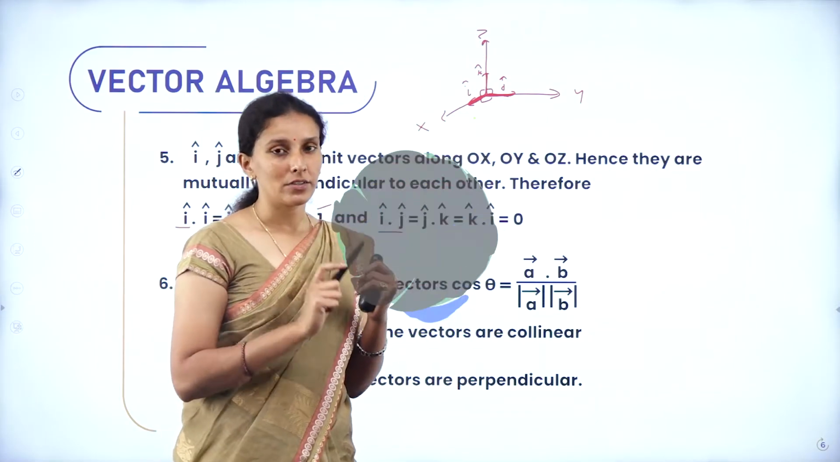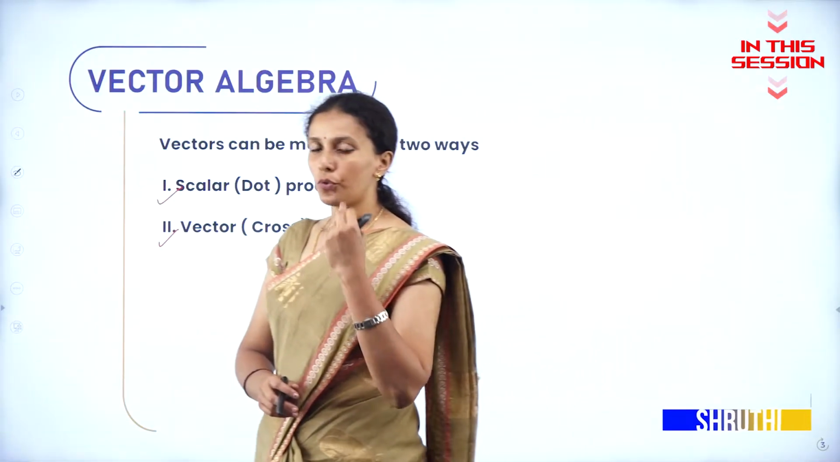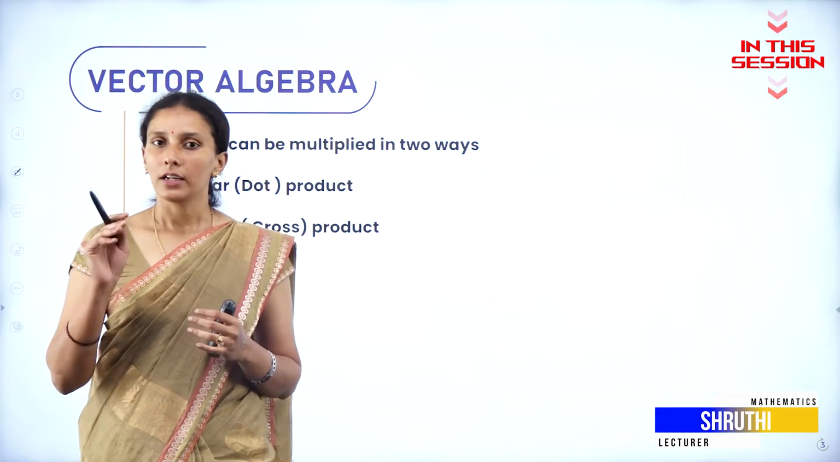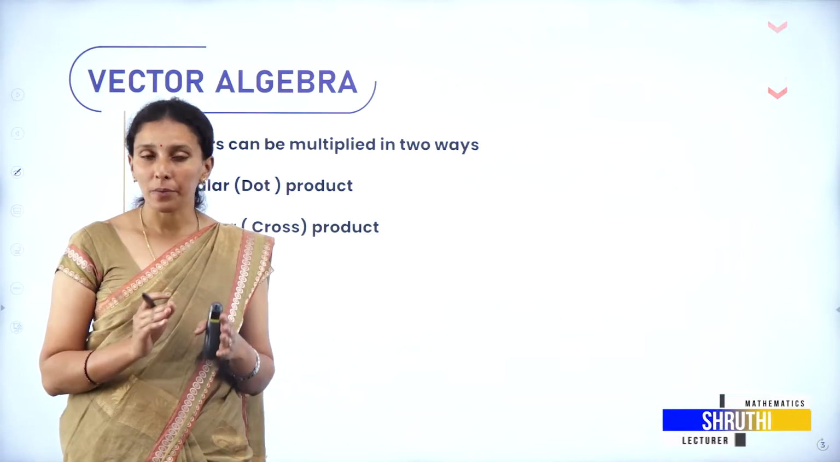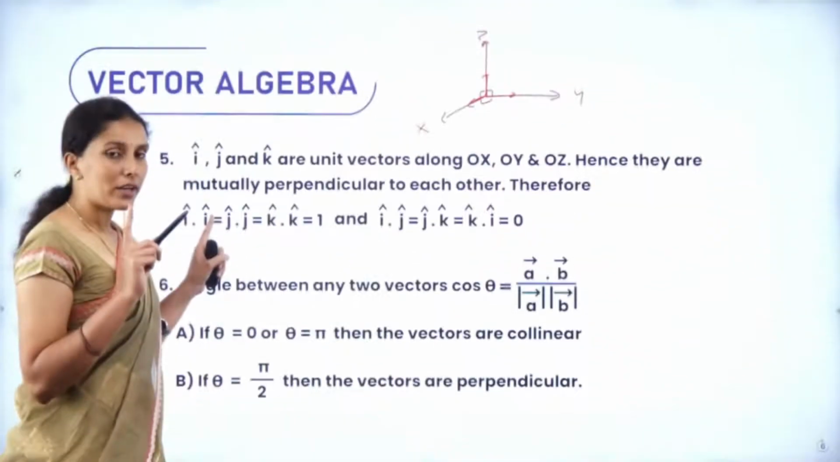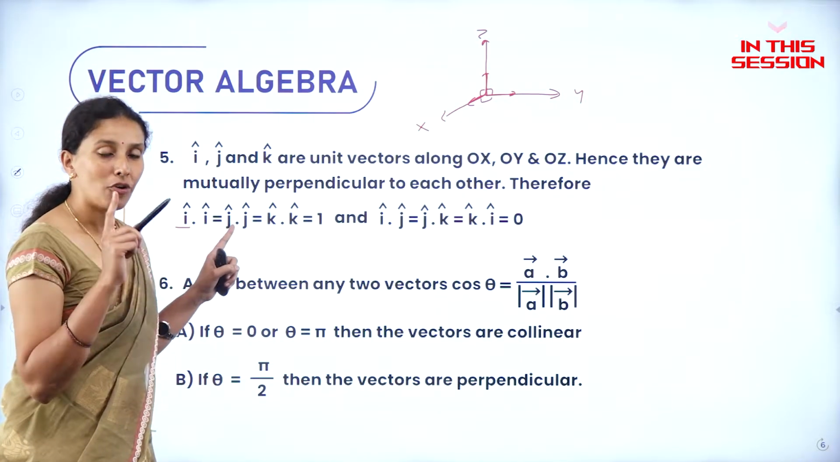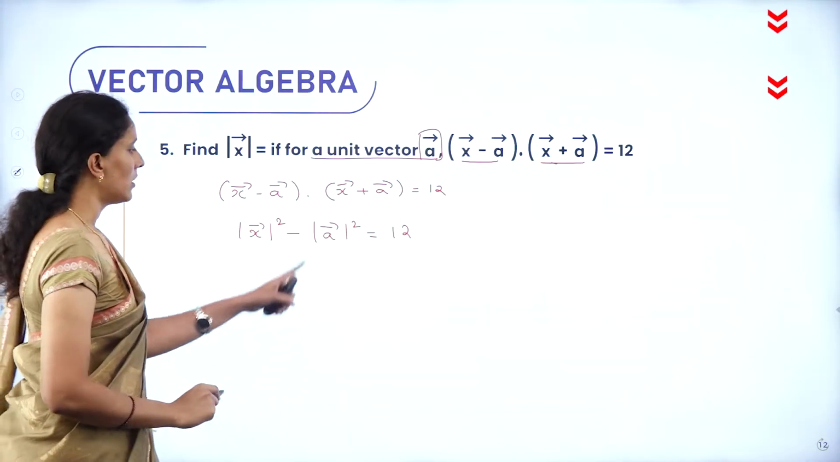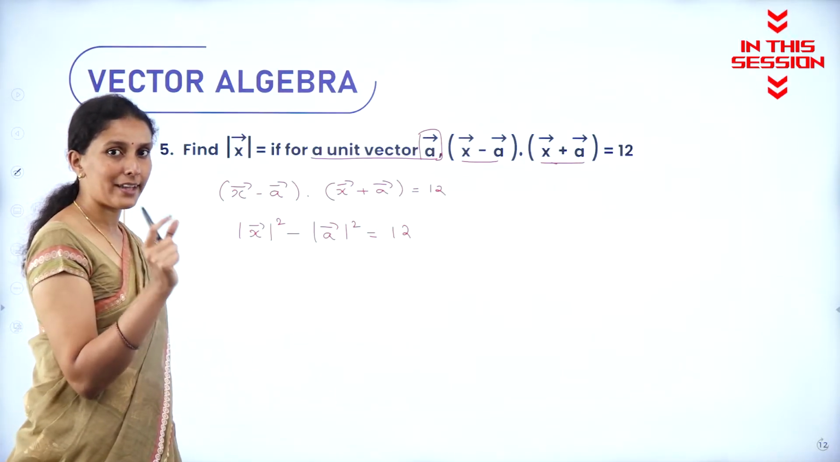If two vectors are perpendicular, their dot product is always 0. Vectors can be multiplied in two ways. One is the scalar product, also called the dot product, and the other is the vector product or cross product. What is the magnitude of a unit vector? Since this is a unit vector, its magnitude is always 1. If vector A is a unit vector, then the modulus of vector A is 1.